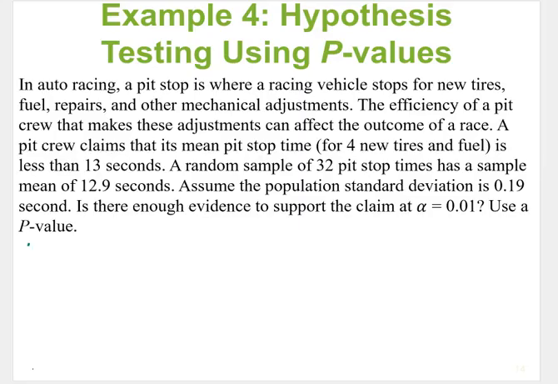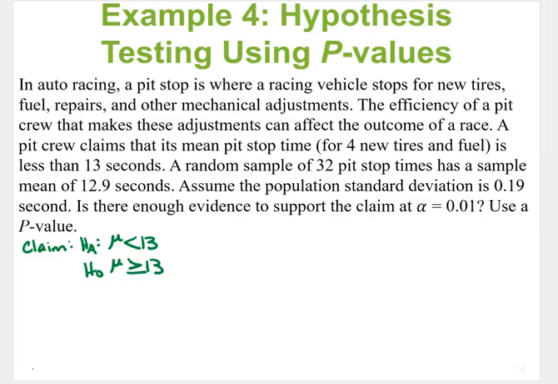All right, so I'm going to write that over here. Their claim is that their mean time is less than 13 seconds. Because that does not have an equal sign, that's definitely going to be my alternate hypothesis. My null hypothesis would then be that mu is greater than or equal to 13.